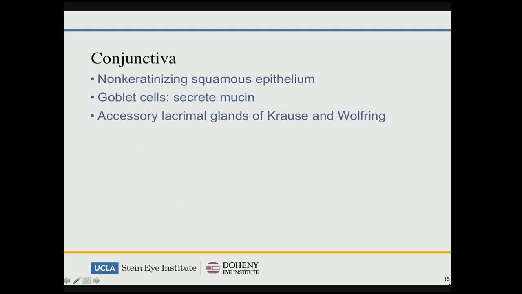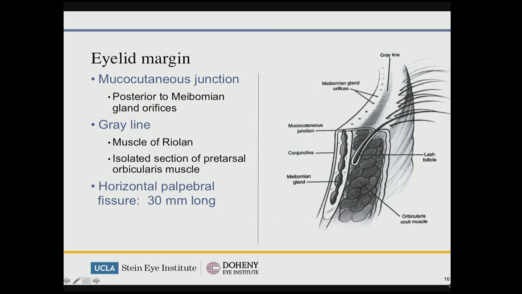Conjunctiva is non-keratinizing squamous epithelium that contains goblet cells, which secrete mucin, as well as the accessory lacrimal glands of Krause and Wolfring. So looking at the eyelid margin and working our way posteriorly to anteriorly, the mucocutaneous junction lies posterior to the meibomian gland orifices, and then anterior to the meibomian gland orifices is the muscle of Riolan, which is the gray line, and this is really an isolated section of pretarsal orbicularis muscle.